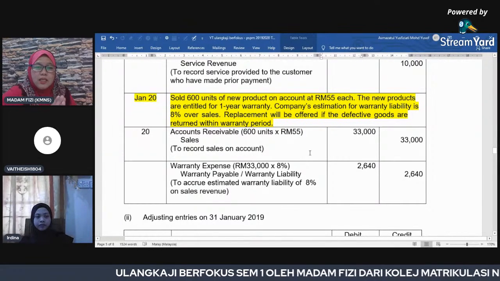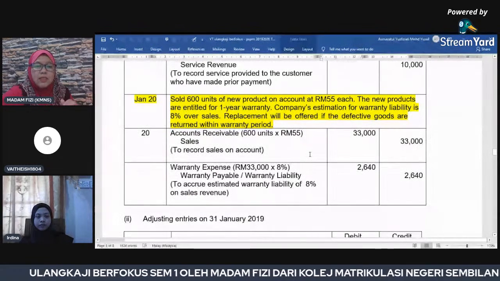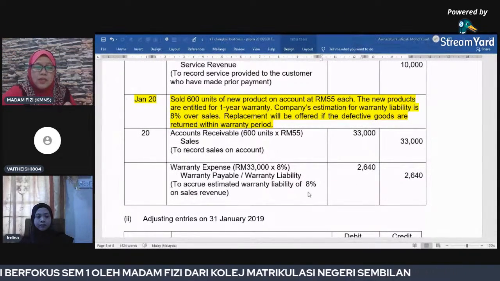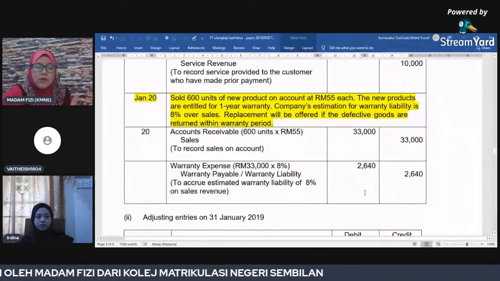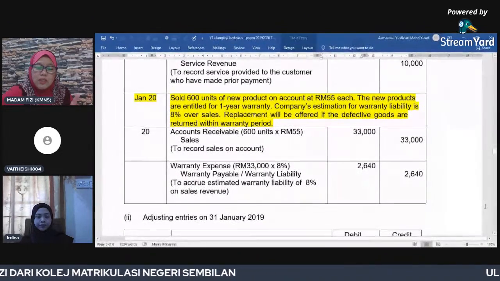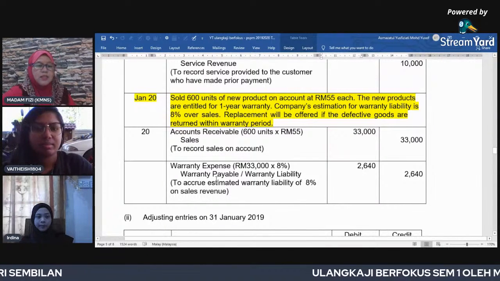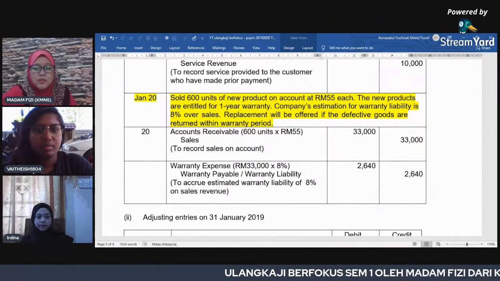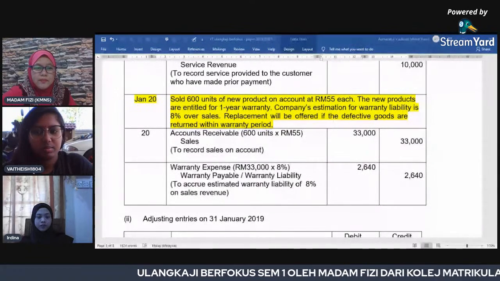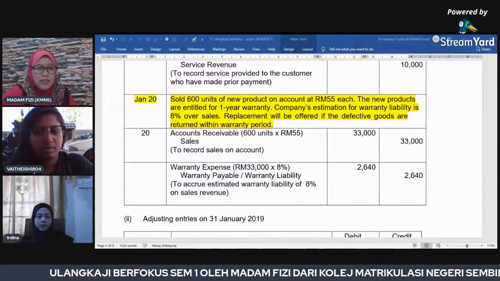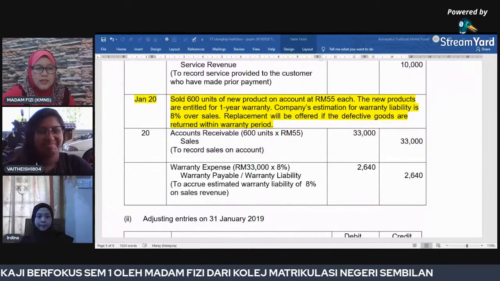So only this information that you get. We didn't get any information for replacement. So the journal entry is only for accounts receivable and warranty expenses. Okay, are there any questions so far? Boleh. Ada nak tanya? Irina okay?